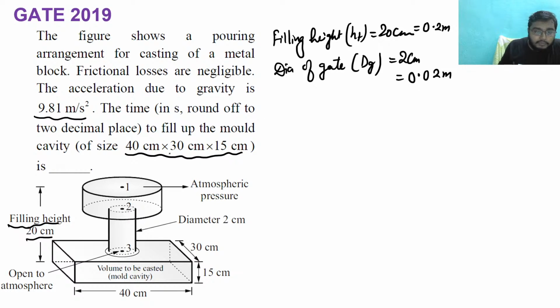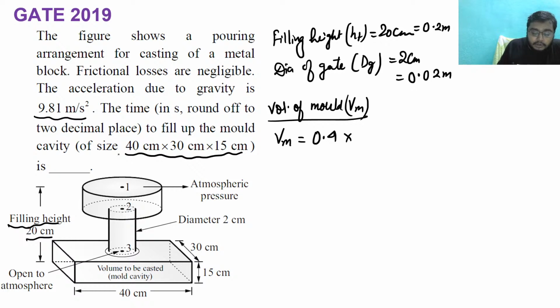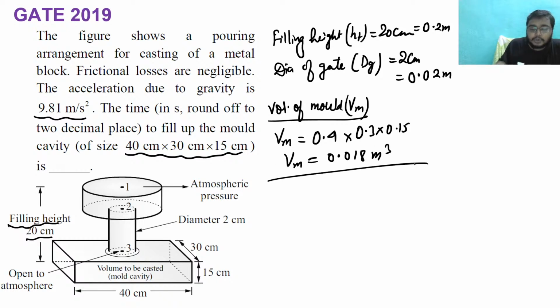Clear. Now the volume of the mold, this is the size of the mold that has been given. If I calculate the volume of the mold, that is Vm, what is the value of Vm? Vm would be 0.4 into 0.3 into 0.15, which is equal to 0.018 meter cube. So this is the volume of the mold.